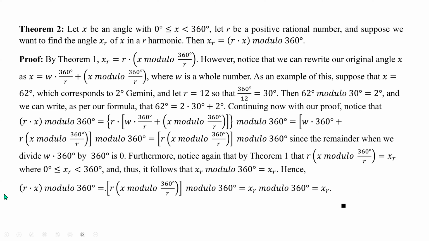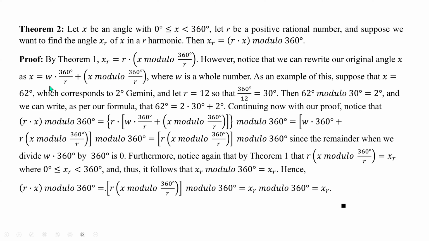Okay, let's take a look at this proof. Well, by Theorem 1, the value x of r we're looking for is equal to r times parentheses x modulo 360 degrees over r parentheses close. However, notice that we can rewrite our original angle x as w times 360 degrees over r plus x modulo 360 degrees over r, where w is a whole number.